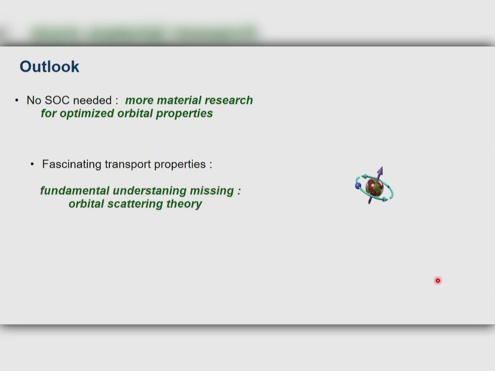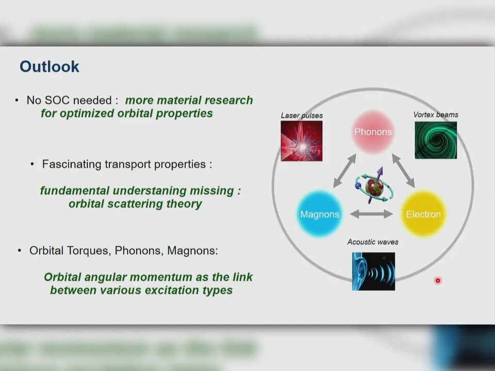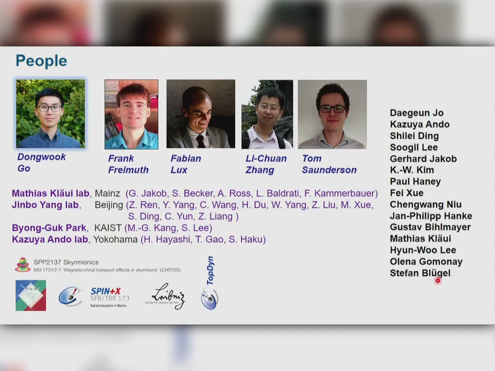Obviously, orbital transport properties are truly fascinating, but as I said, we're still missing fundamental understanding of orbital scattering properties, and here we need to apply an essential effort. Orbital magnetism is at the intersection of spin, phonons, and magnons, as you have seen, and therefore, it is a very nice variable which can link different phenomena together and which can let you transform one into another. And here also, excitations which naturally carry orbital angular momentum can help you: laser pulses, vortex beams, or even acoustic waves.